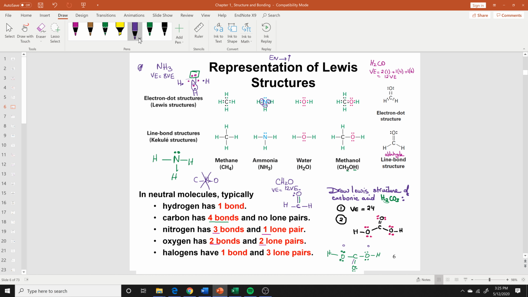So for a neutral molecule, for a molecule with no charge, normally hydrogen has 1 bond, carbon has 4 bonds, nitrogen always has 3 bonds and a lone pair to be a 0 charge. Oxygen should have 2 bonds and 2 lone pairs to be a 0 charge. And if you have any halogens like fluorine or chlorine, for example HF, which is the example that we explained at the beginning, any halogen should have a single bond and 3 lone pairs to again be a 0 charge.